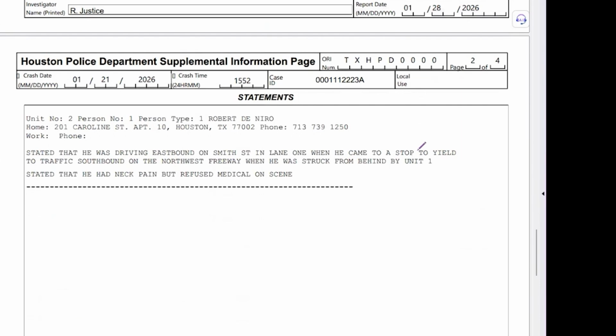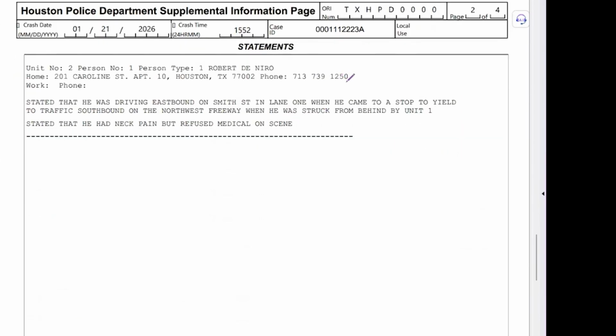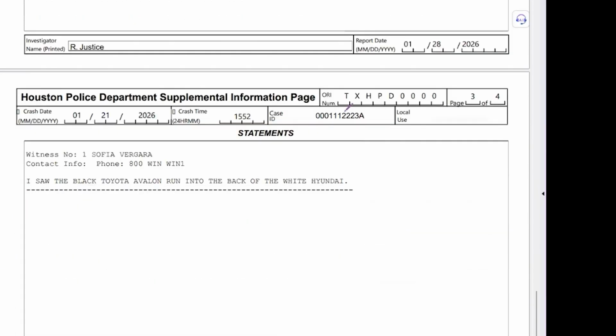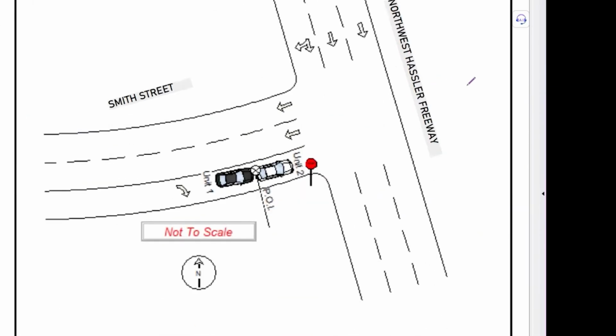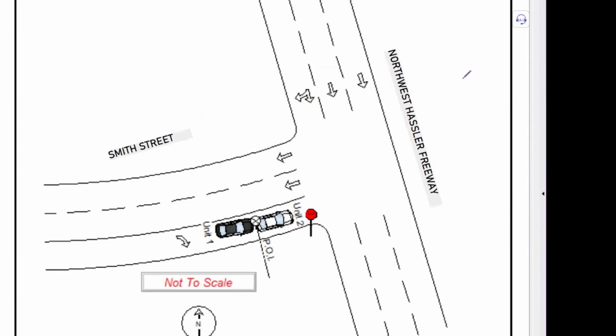Okay, and then this would be the statement from Mr. De Niro, the other driver involved in the crash. And then lastly, we've got the statement from our witness, Sofia Vergara, who just happens to have the same phone number as your friends here at Smith and Hassler, 1-800-WIN-WIN-1. And her summary statement is, I saw the black Toyota Avalon run into the back of the white Hyundai. Then the last page here is just an enlarged version of that diagram that we saw on the very first page.